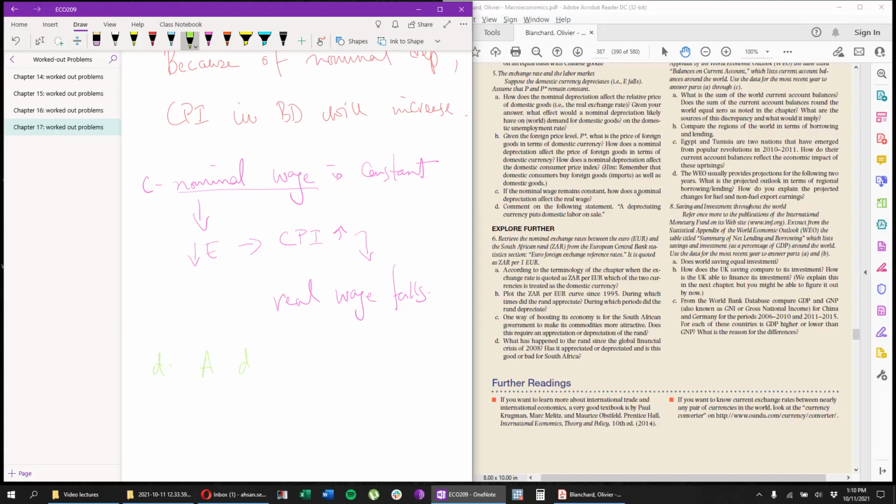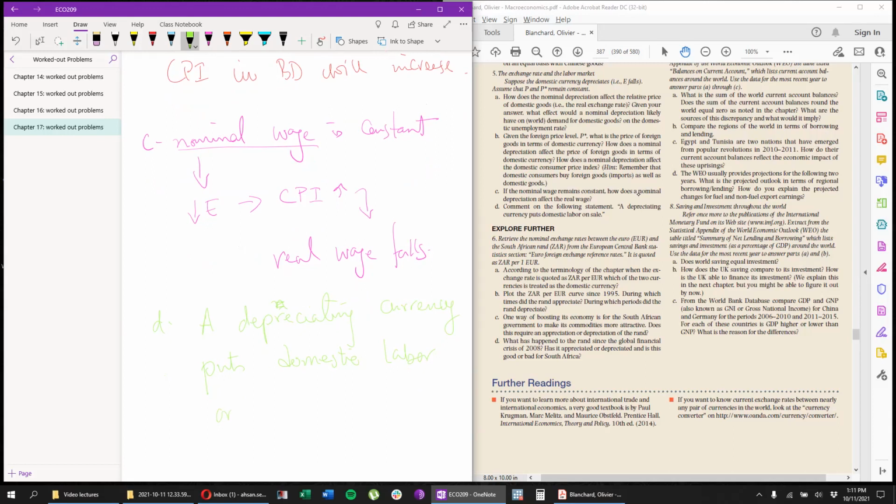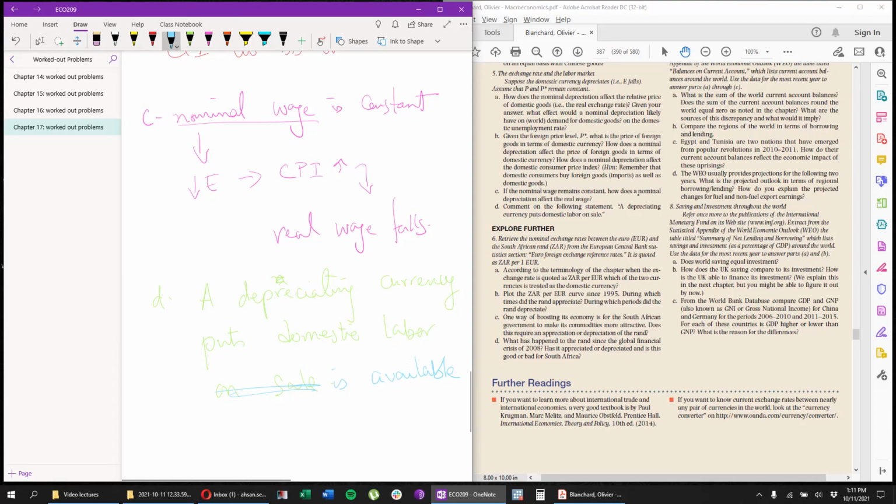Let me write that down. A depreciating currency puts domestic labor on sale. By sale, I mean what they're trying to say is domestic labor is available at a lower price. So it's like when shops are on sale, they give you a discount.